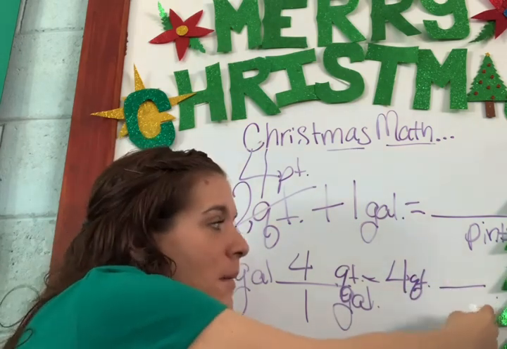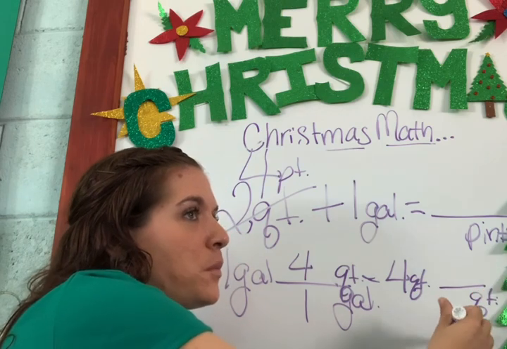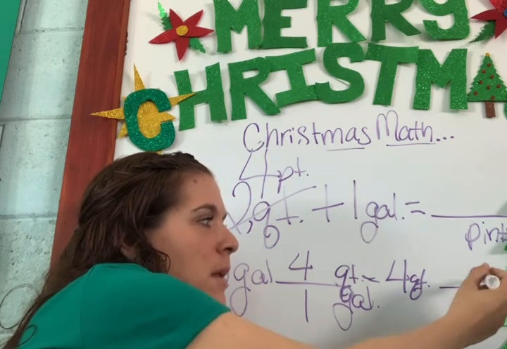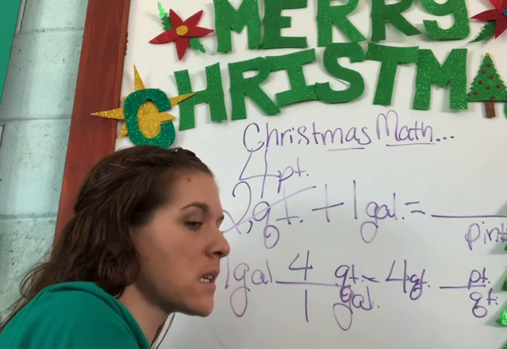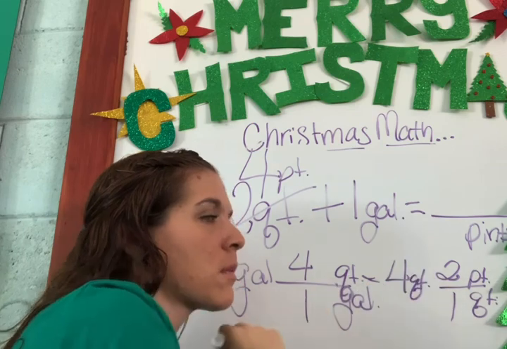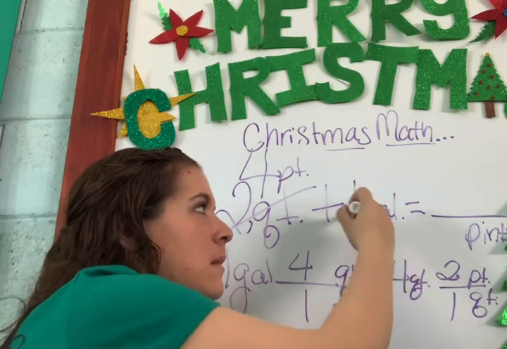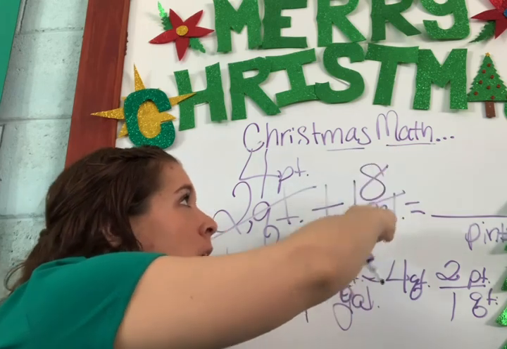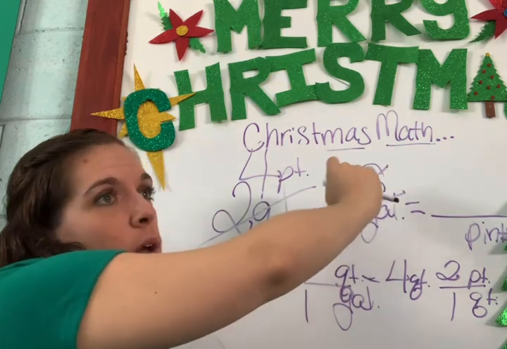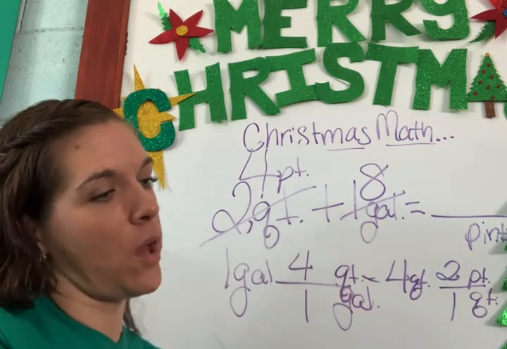What are you going to put on the bottom here, Dueno? Quarts. What are you going to put on the top, Keanu? Pints. How many pints are in a quart, Kiara? 2. Okay, what do we do? Multiply or divide? Abiel? Multiply. It's going to be 8. 4 plus 8 is what, Oscar? Go ahead and write that down as your answer.